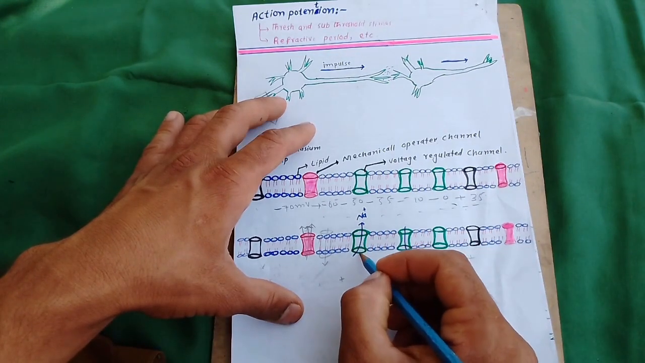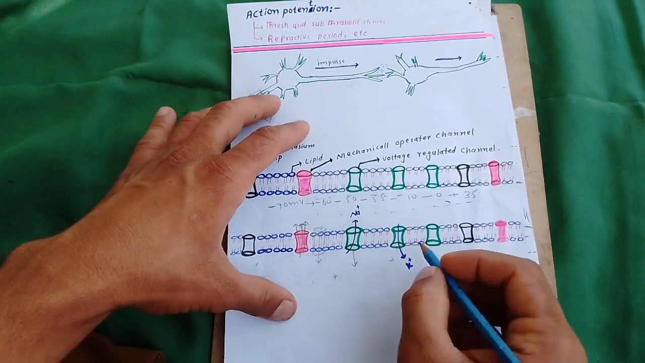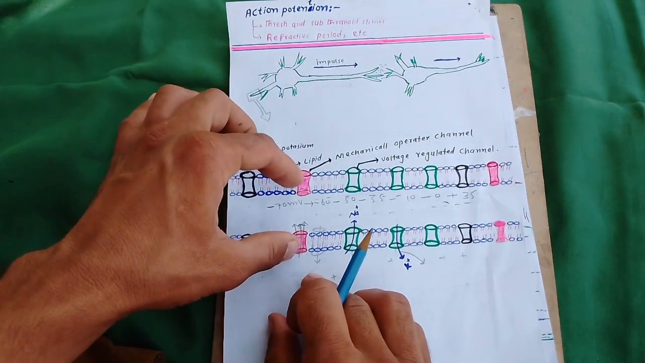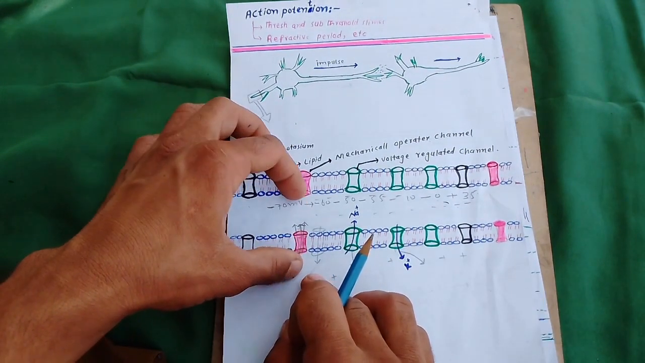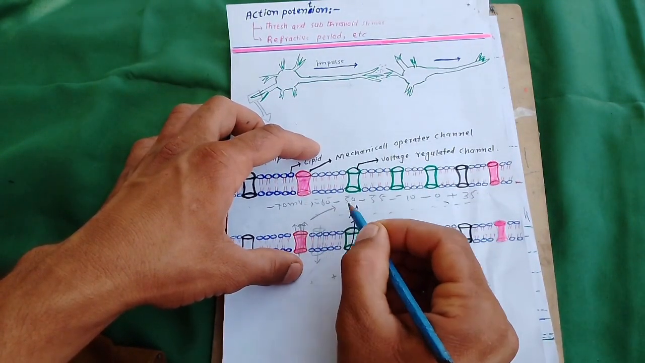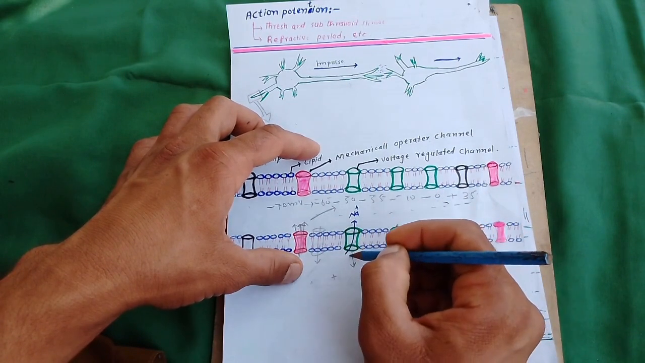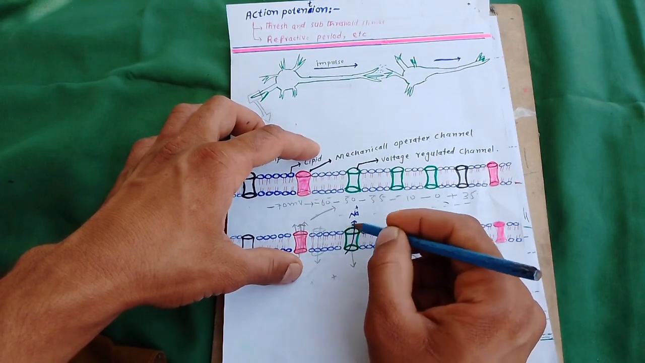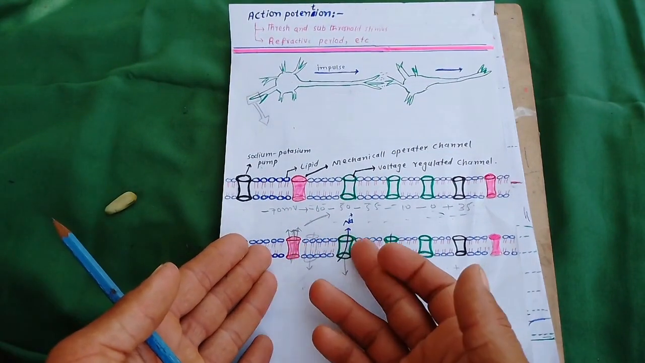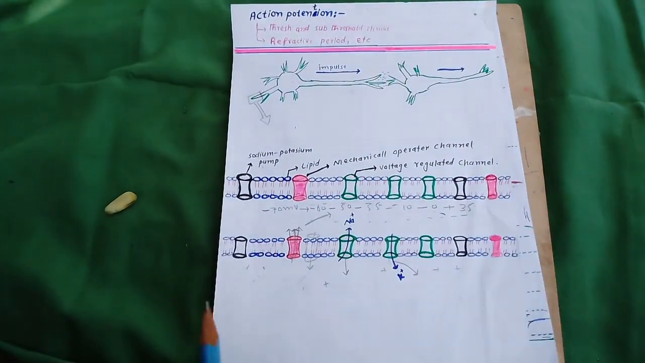This is, suppose, the sodium voltage regulated channel. This is, suppose, the potassium voltage regulated channel. Okay, so the stimulus produces graded potential, and with the help of the graded potential, action potential arises, but the action potential is produced by this channel. Okay, so this is the mechanically operated channel. These are the voltage regulated channels.